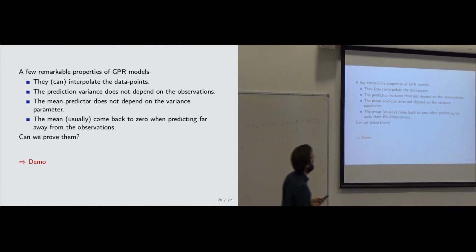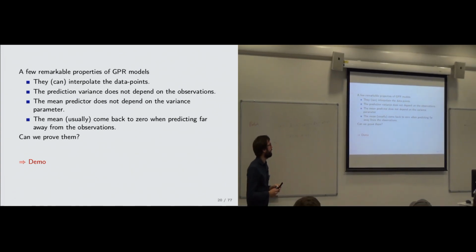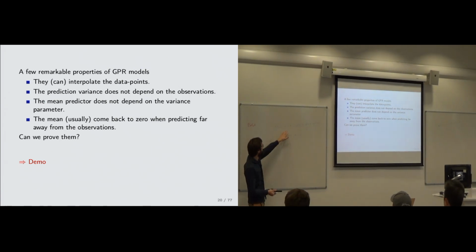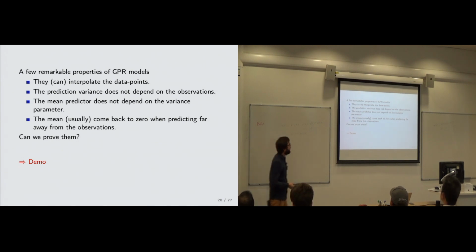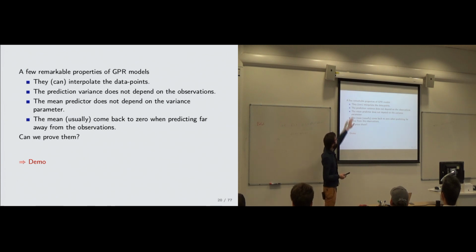Second question, the prediction variance does not depend on the observations. Well, there's nothing to prove here. When we look at this expression, the observed values f don't appear anywhere. The mean predictor does not depend on the variance parameter. So you remember the variance parameter we had in front of the covariances.